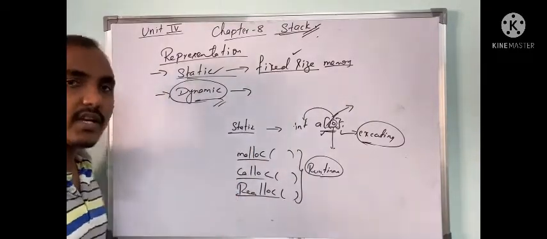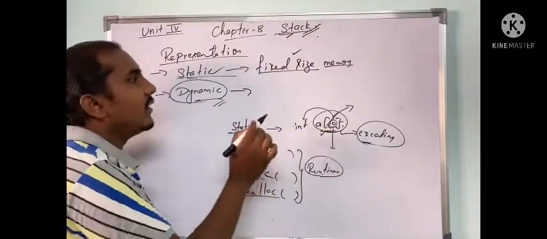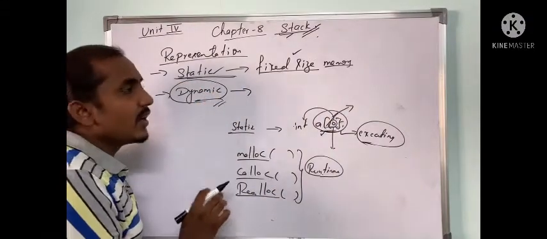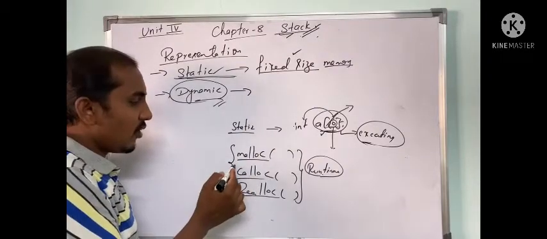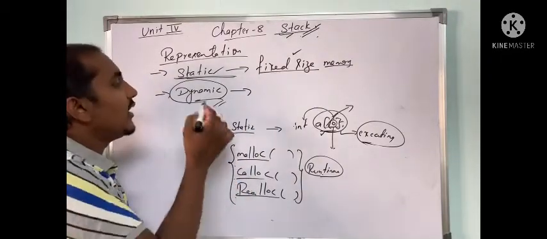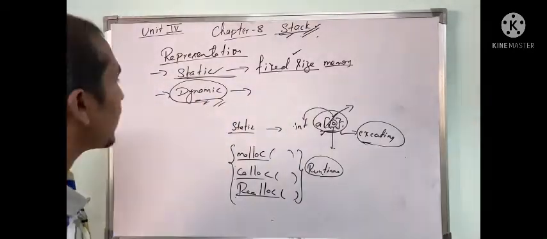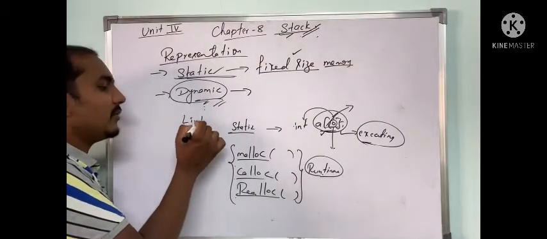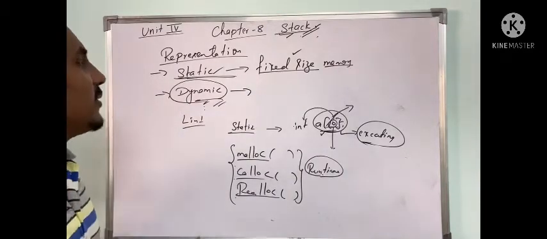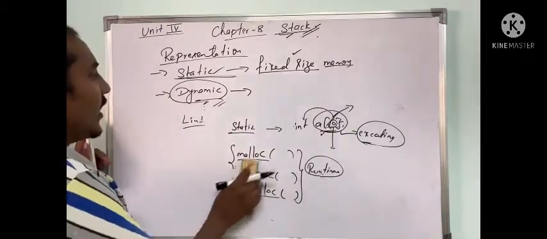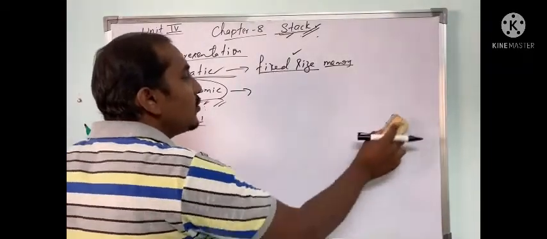So simply to say, if I implement stack using arrays, then it will be static representation. If I implement stack using these functions, either malloc, calloc or realloc, then it will be called dynamic representation of stack. We are going to see dynamic representation in the linked list chapter, where we will explain in detail what it is. Now I am going to explain only static representation, and for the implementation of static representation we will be using arrays.